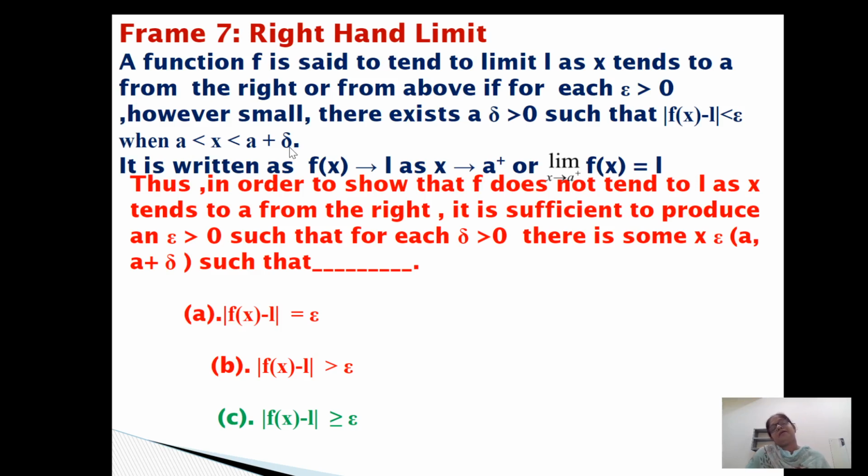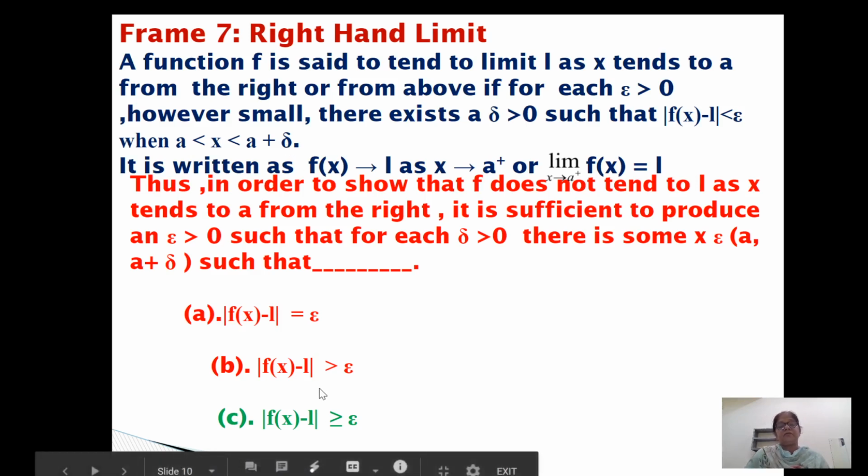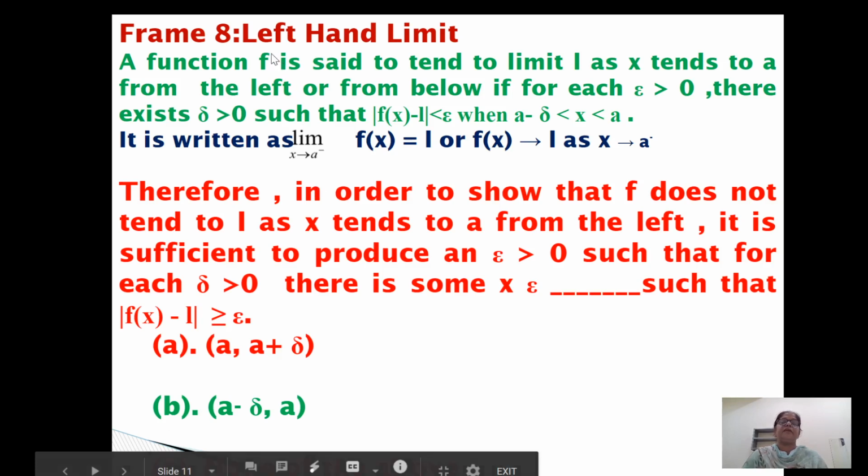And if I say the right hand limit does not exist, it means modulus of x minus A is greater than epsilon. F does not tend to L means modulus of f of x minus L is greater than epsilon. Now similarly you can define the left hand limit.